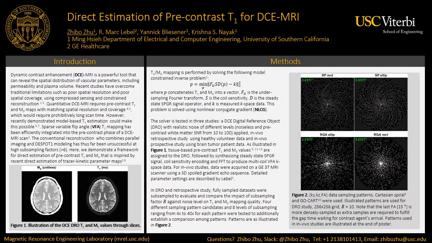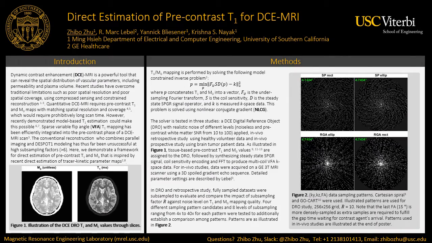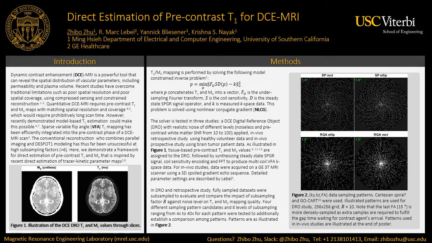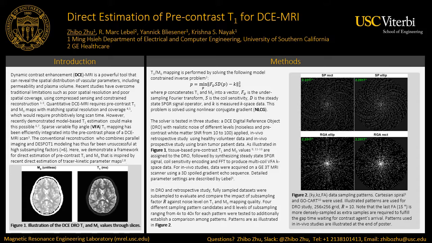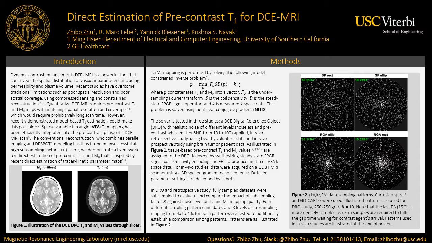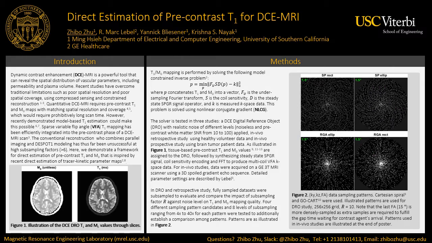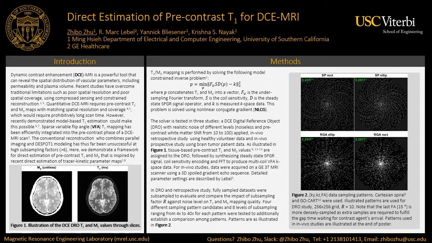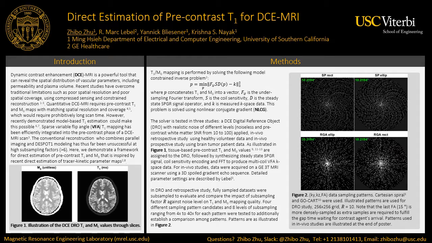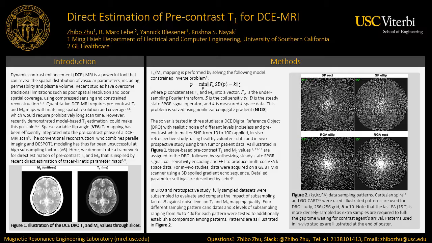The topic of the abstract is direct estimation of pre-contrast T1 for DCE-MRI. Dynamic contrast enhancement, in short DCE-MRI, is a powerful tool that can reveal the spatial distribution of vascular parameters, including permeability and plasma volume. Recent studies have overcome traditional limitations such as poor spatial resolution and poor spatial coverage using compressed sensing and constrained reconstruction techniques.